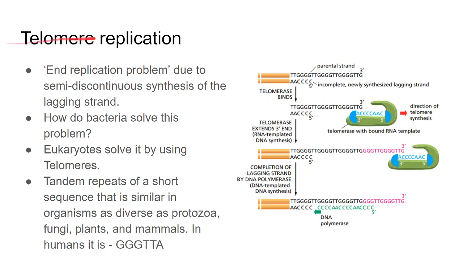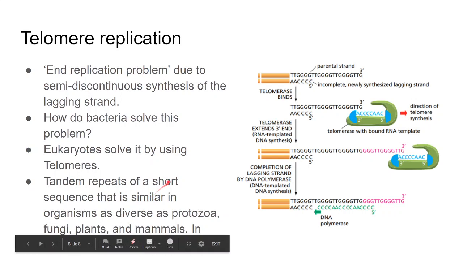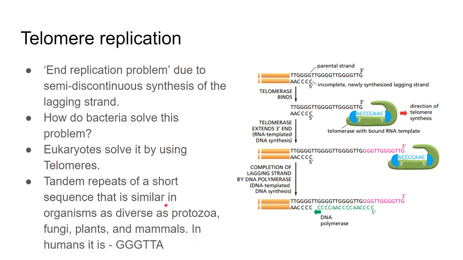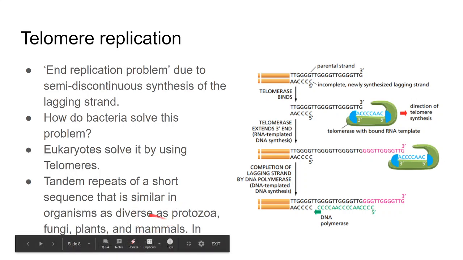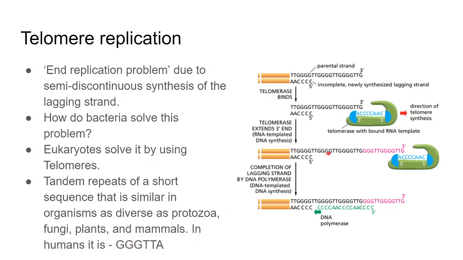Then we'll talk about telomere replication. So what is a telomere? A telomere is basically a repeating sequence at the end of the chromosomes. These are tandem repeats of short length, and these are similar across organisms of all kinds, and they are repeated again and again. So you have thousands of these repeated one after the other. Now we'll talk about the end replication problem.